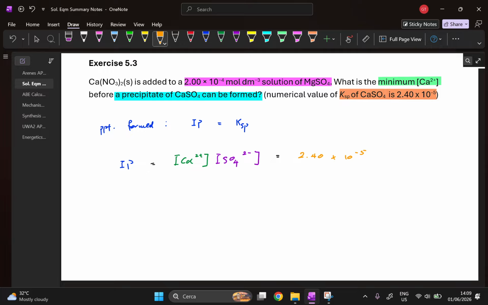Excellent. And then, if I'm given the SO4 concentration, I treat this as an unknown. So now my unknown is in green. I'm trying to solve this. So this one times 2.00 times 10 to the minus 4 is going to be equal to this KSP expression on the right hand side. And so therefore it's just simple division already. It's just going to be this one divided by this one.